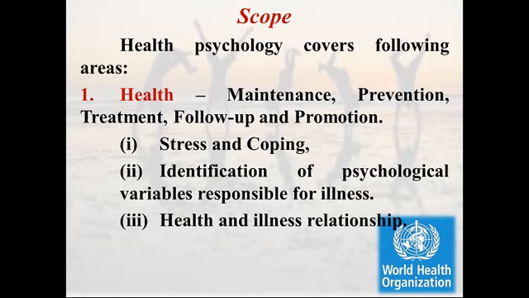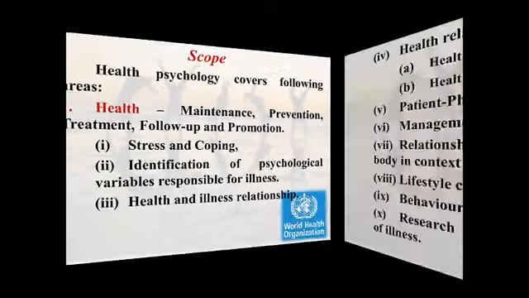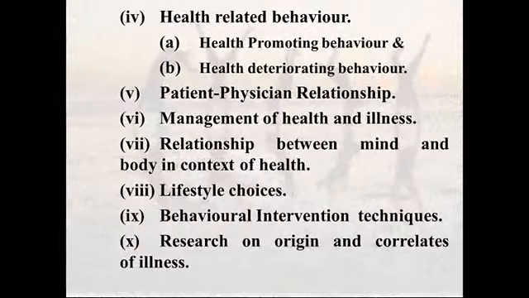First we'll discuss stress and coping. Let us read these points first and we'll discuss them in a brief and very to the point discussion. Identification of psychological variables responsible for illness, the health and illness relationship. Then comes health related behavior. It is of 2 types: either health promoting behavior or health deteriorating behavior.